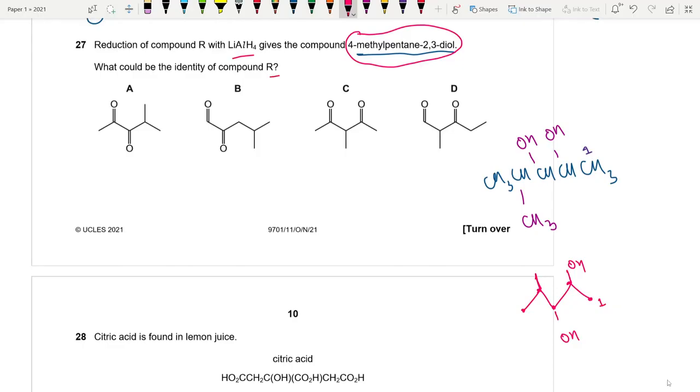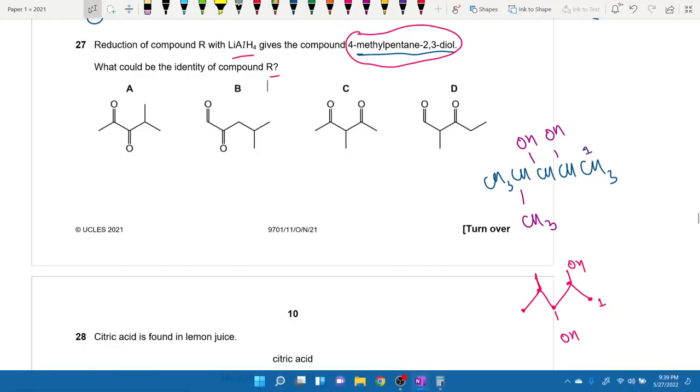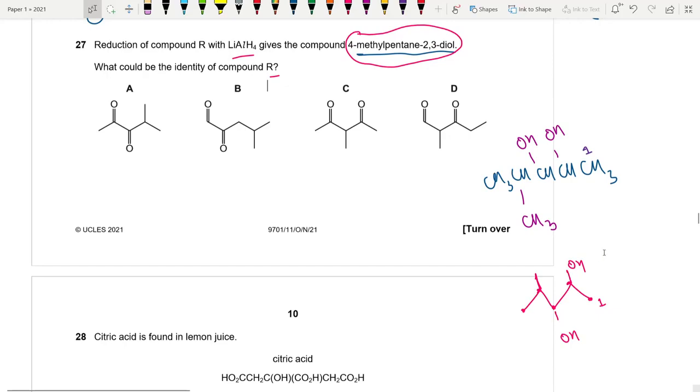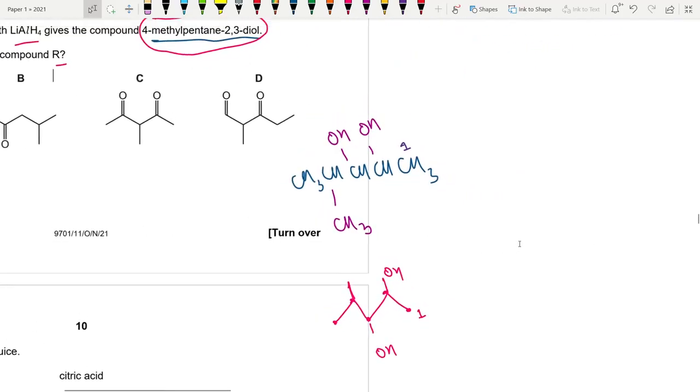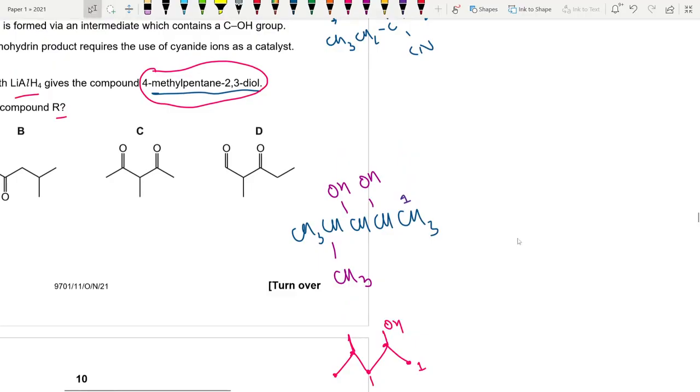Now, what about compound R that was present initially? So think about it, guys. A secondary alcohol is the reduction product of a ketone. Do you get it? So beforehand, this existed as CH3, CH3, then CO, CO, CH3. This was the compound before.